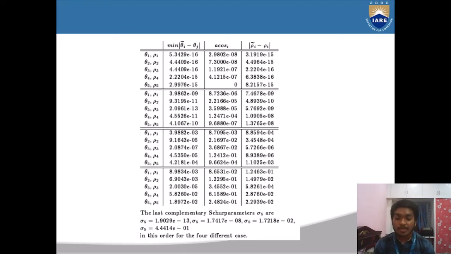The values of the last complementary Schur parameter sigma_5 are, in this order for the four different cases, 1.9209 times e to the power 13, 1.7417 times e to the power 08, 1.721 times e to the power 2, and 4.4414 times e to the power 1.